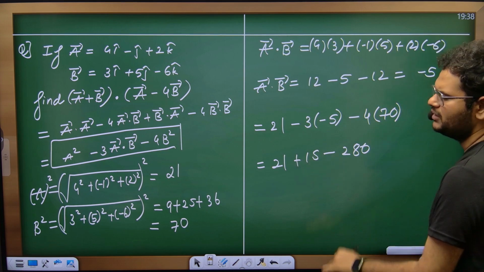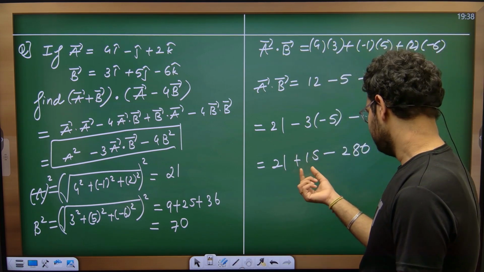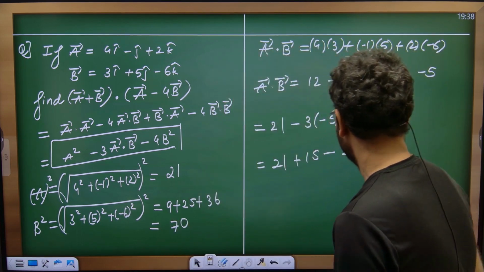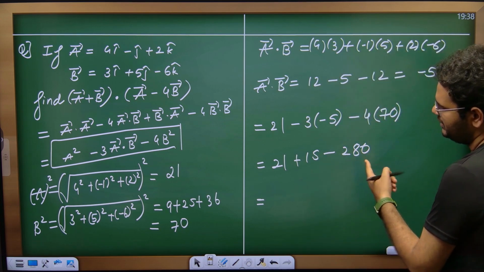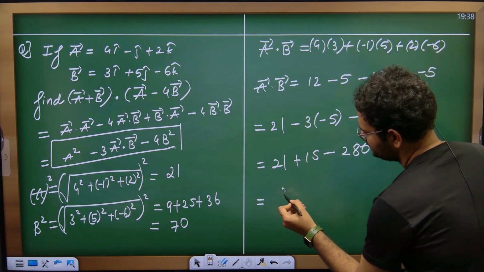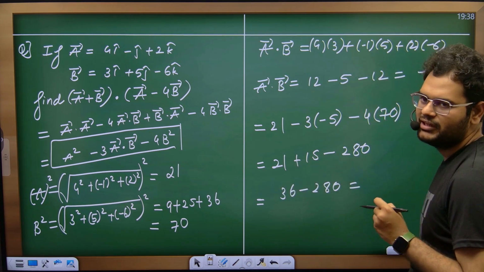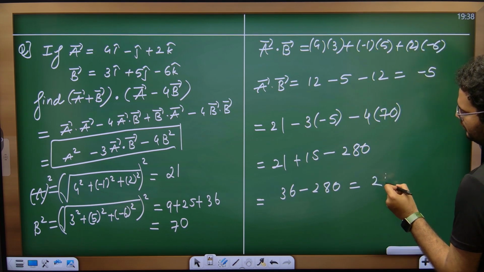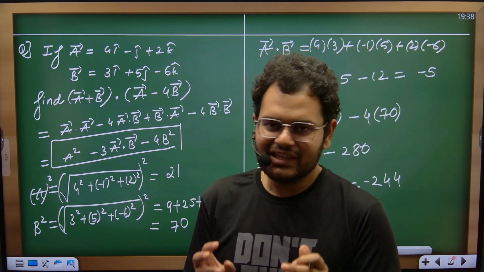So what is 21 plus 15? 21 plus 15 is how much? 36. 36 minus 280. What is 36 minus 280? So it must be minus 234. So 280 minus, sorry, 36. What am I doing? 36 minus 280 is how much? Tell me. Is it 234 or 244? Huh? Sir, it is 44. But in minus. Right? Yes sir. Are you getting the answer? Okay.